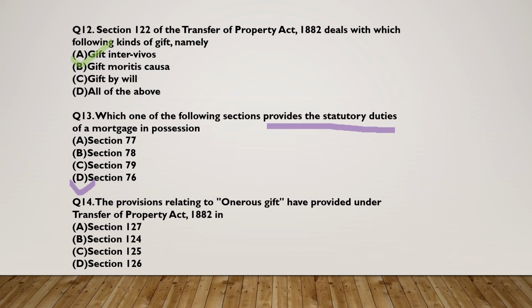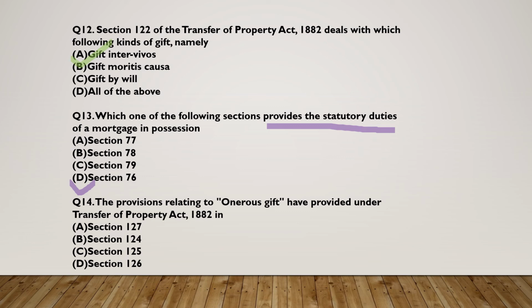Question 14 says that the provisions relating to onerous gift have been provided under the Transfer of Property Act 1882 in which section? This is also a direct question. If you know the sections, you can do any question easily, of the Transfer of Property Act or of any law subject. So which option is correct here? What is the correct option of question number 14?